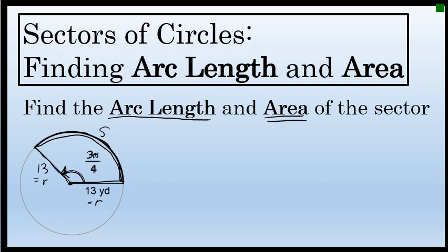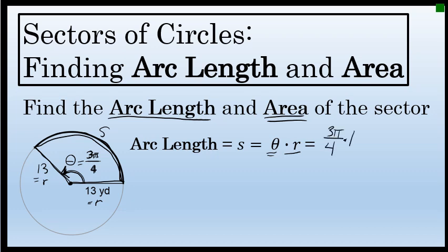Finding the arc length of a sector is fairly straightforward if you know the formula. In radians, if the central angle is measured in radians, the arc length of a sector of a circle is simply the central angle times the radius. The central angle is often represented with the variable theta, the Greek letter theta. Arc length is that central angle theta times the radius, r. In this sector, theta, the central angle, is 3π/4 radians. The radius is 13 yards.